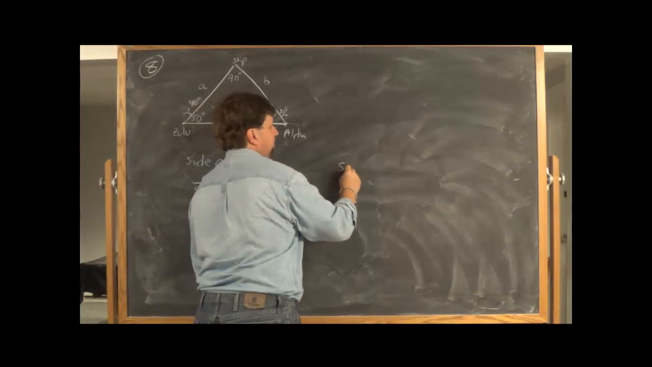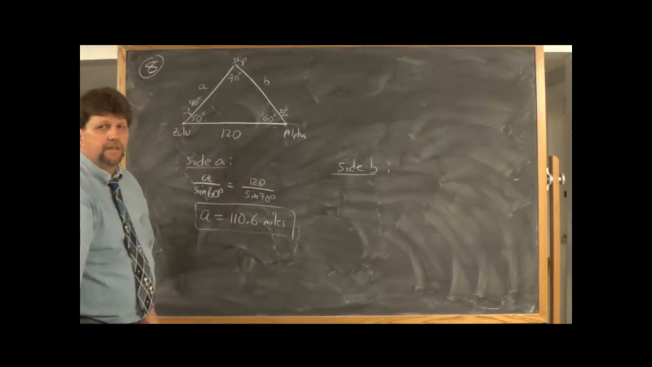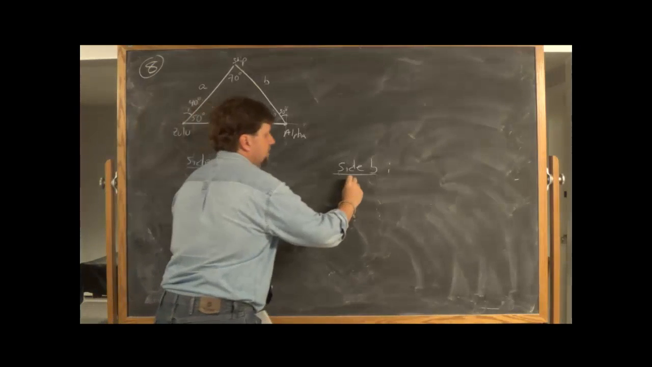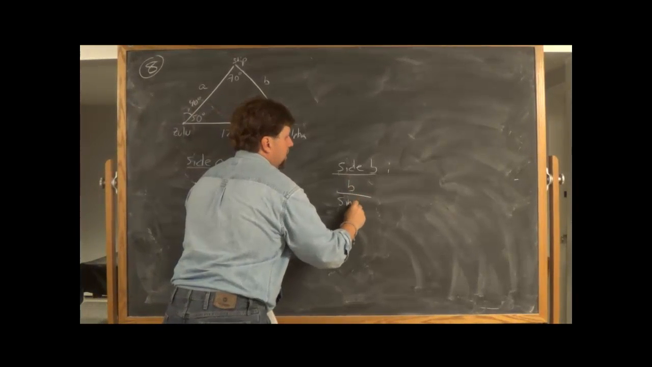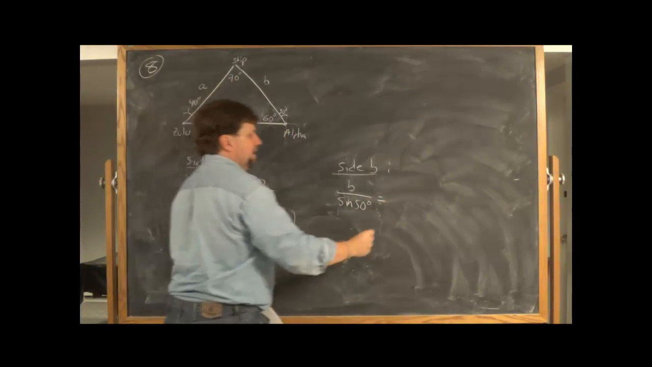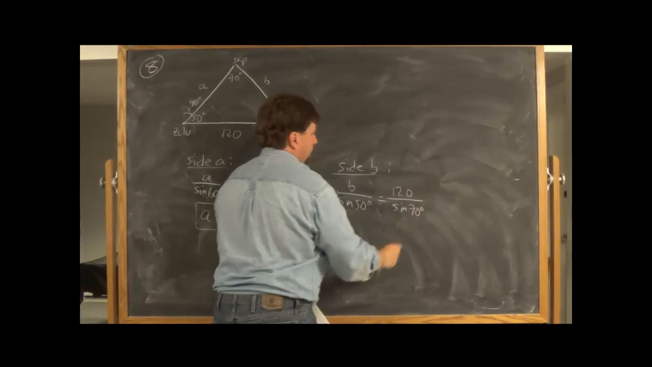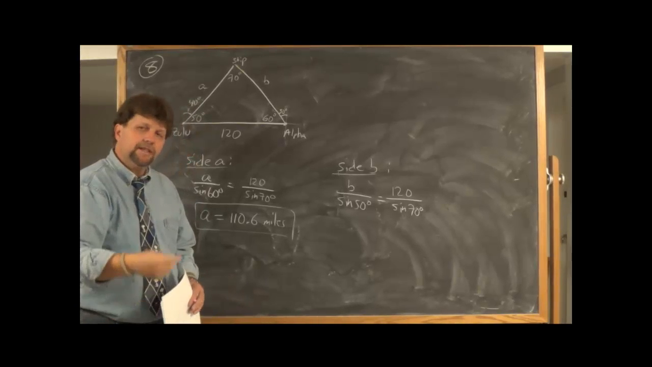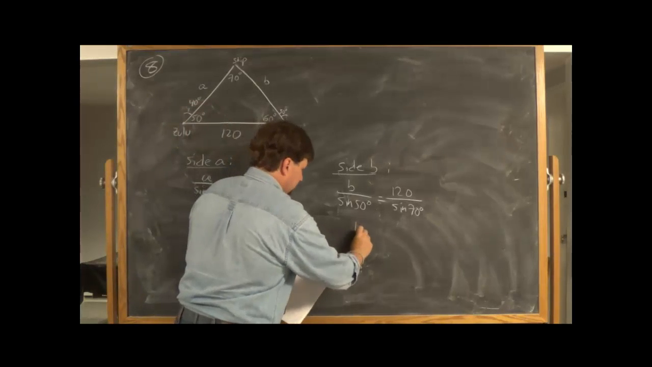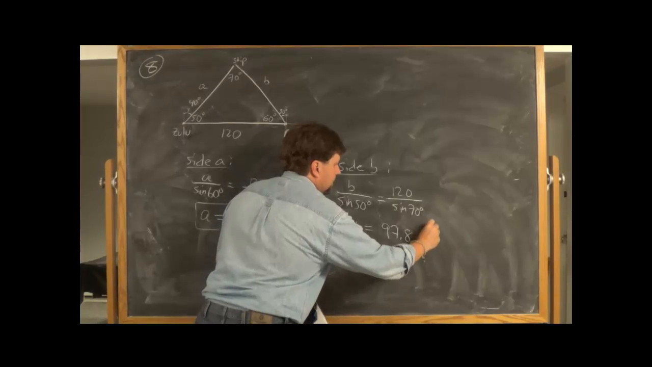Side B, similarly, I find it by using the law of sines. B over the sine of 50 degrees is equal to 120 over the sine of 70 degrees. And if I multiply both sides of that equation by the sine of 50 degrees, then use my calculator, I get side B to be 97.8 miles.